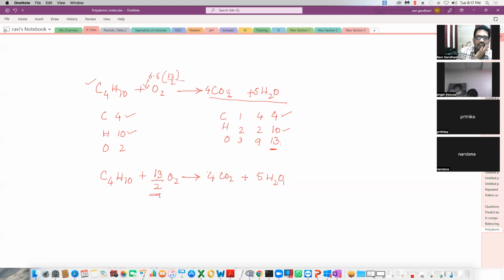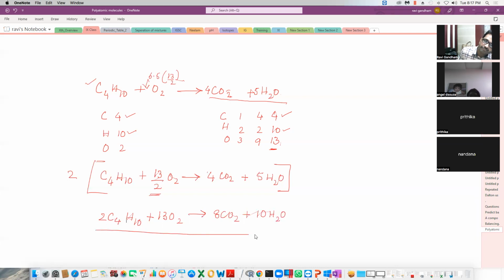To remove the denominator here, what do we do? 2. So we multiply the whole thing with 2. So what will happen? This is 2C4H10 plus 13O2, which will give rise to 8CO2 plus 10 H2O. Is this clear, guys? Yes, sir. Got this right? Any doubts here? No, sir.